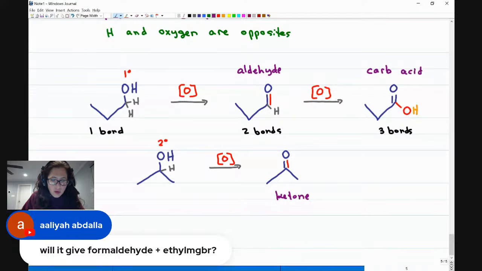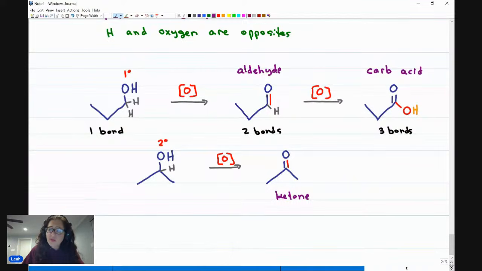Question. The ethyl Grignard is a different reaction. It's not related to redox. It's a different reaction that can take advantage of these carbonyls.